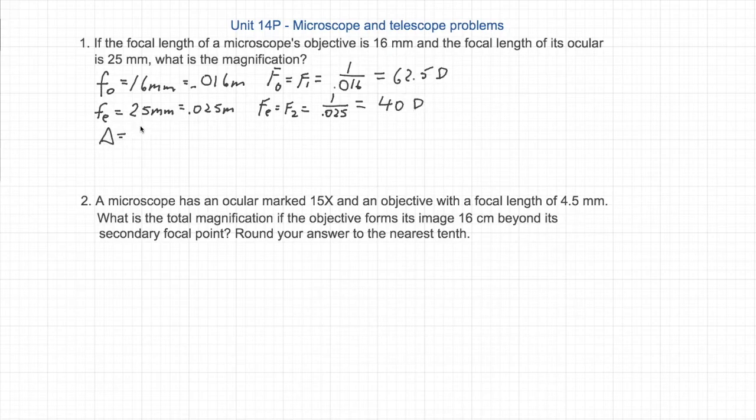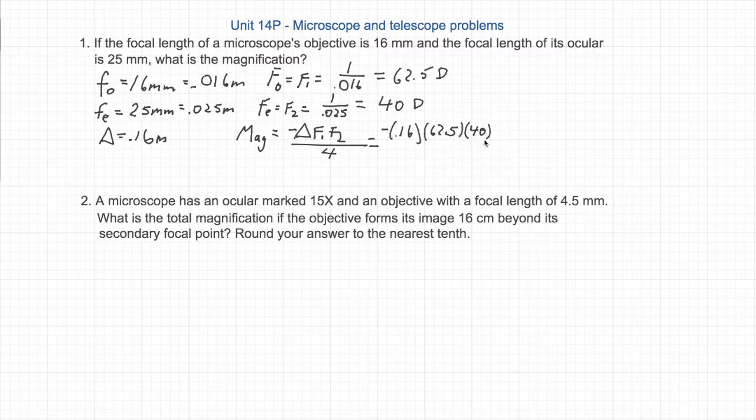Delta, you have to assume, is 0.16 meters if you're not given it. That is the standard optical tube length. So the magnification formula equals minus delta f1 f2 over 4. We plug in our numbers, and we find that the magnification equals minus 100x.